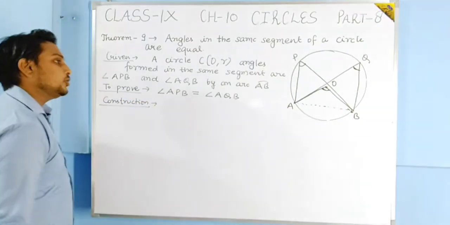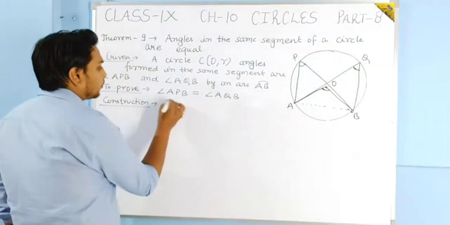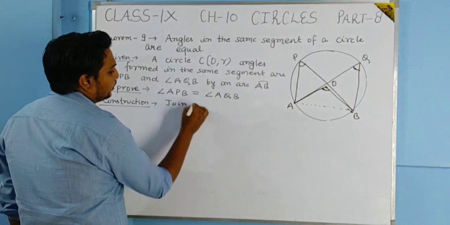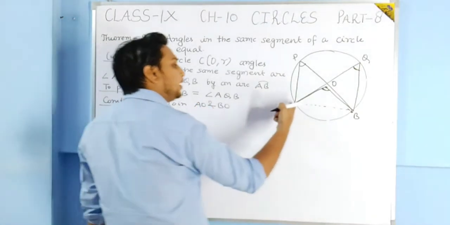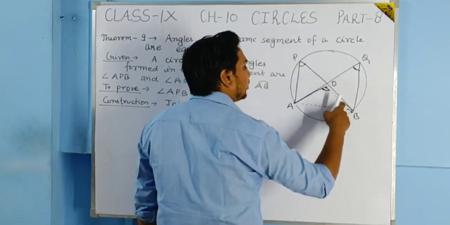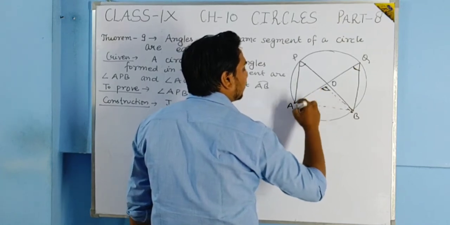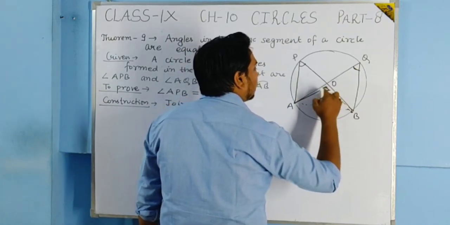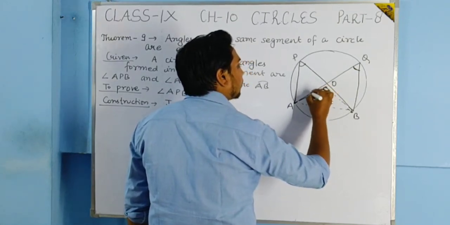Okay, and what construction will I do? Just join AO and BO. So here we have joined AO and BO. You have to join AO and BO.